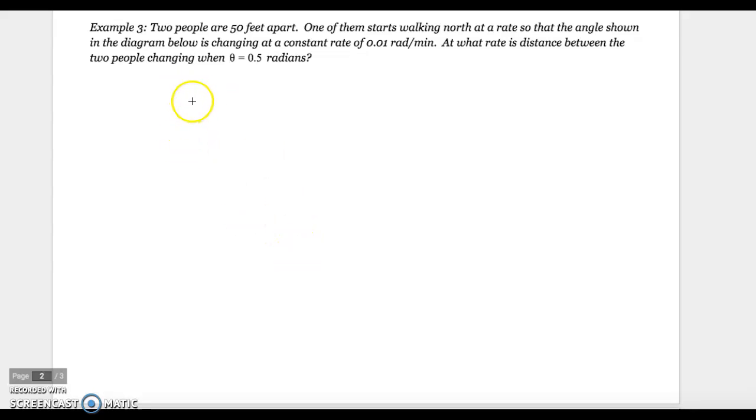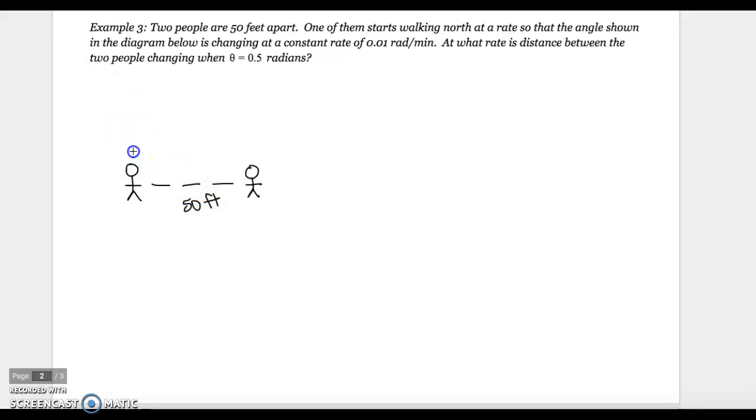All right, in this example, there is supposed to be a diagram that's drawn for you already, so I'm going to go ahead and you guys can write this piece in here. But it's basically you have two people that start off at 50 feet apart. Right, so there's a 50 feet.